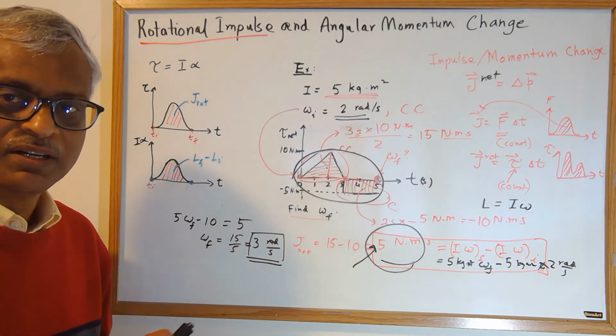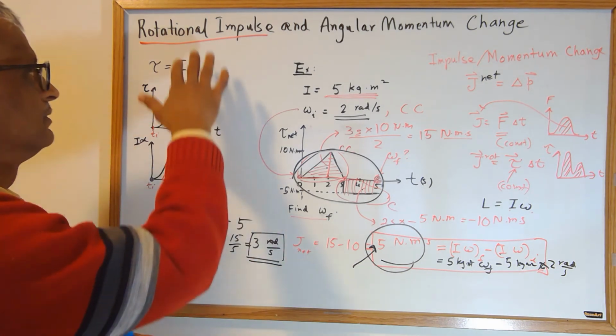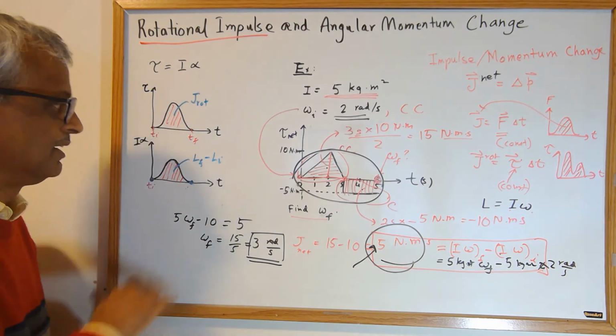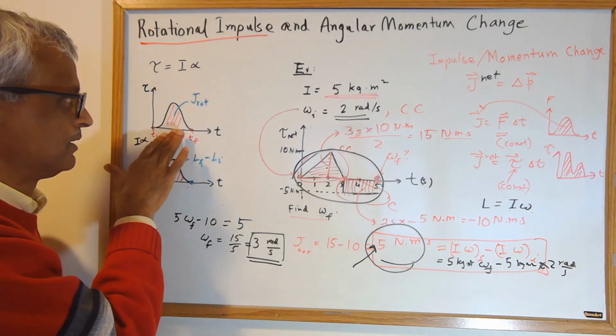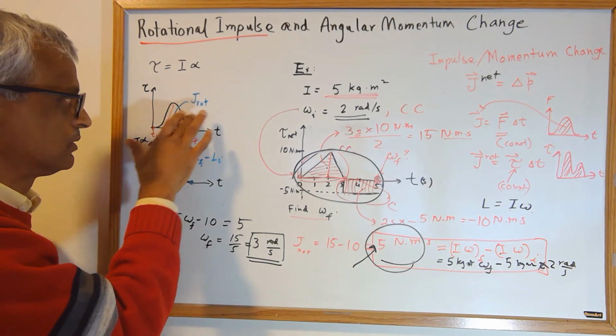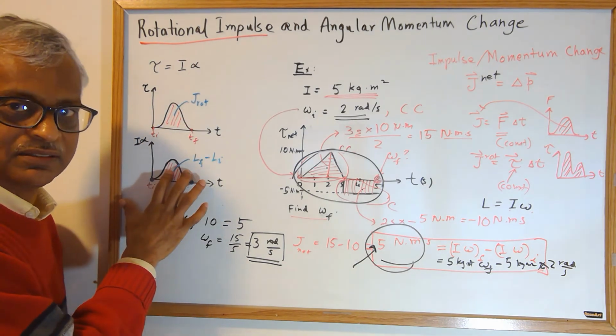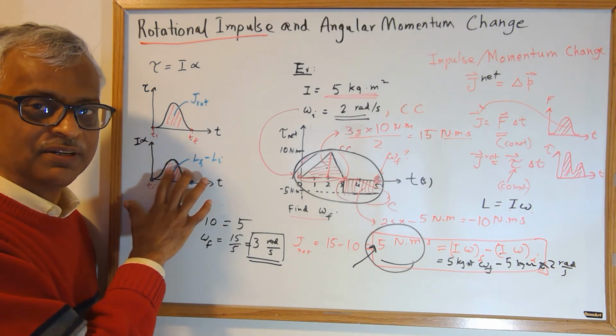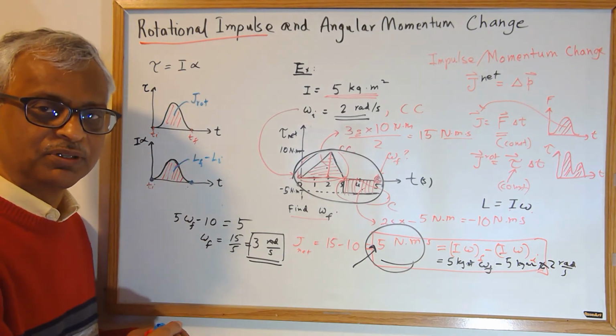Okay, I hope this example helped you, and this idea that the areas under the curves have to be equal to each other, giving J rot, rotational impulse, equal to change in angular momentum. In the next video, we are going to have an application of this that's very important.